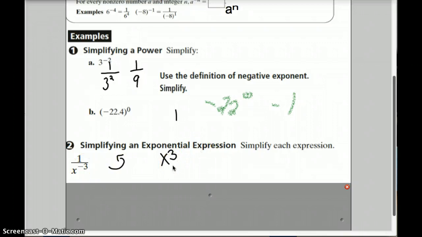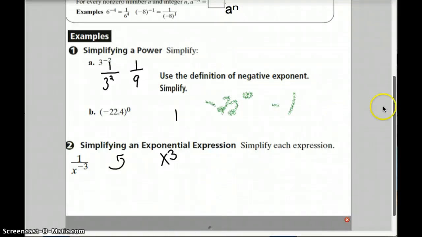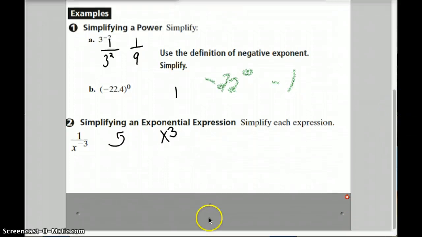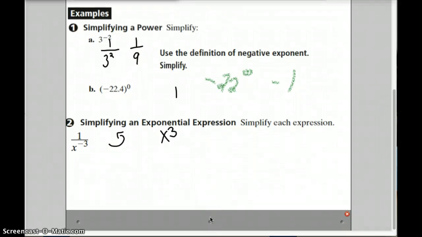Okay, notice negative exponents are different than negative numbers. This is going to be confusing for some of you. You have to really understand what the negative exponent is doing here. All right, there should be a few quick checks. Take a moment, see if you can do those, and then I'll give you the answers to those.